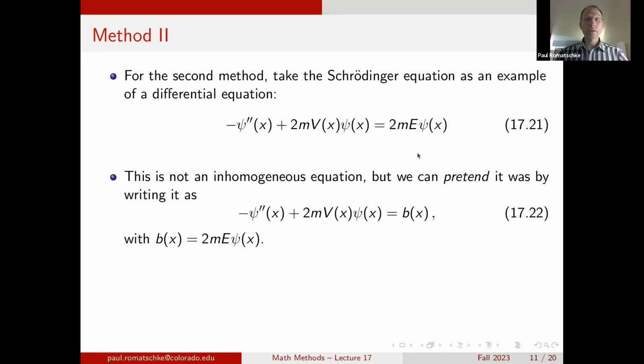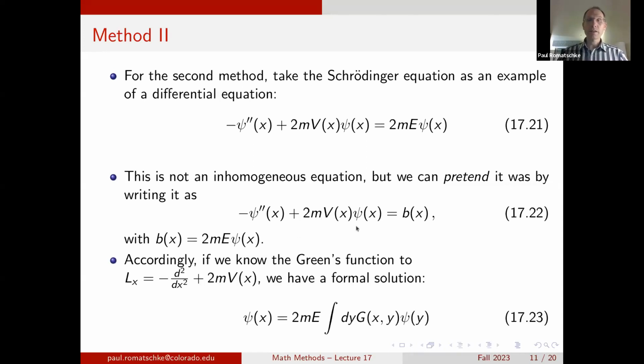This equation is not an inhomogeneous differential equation, but we can pretend it was by simply calling this right-hand side B of x, with B of x being 2mE psi of x. Then this first piece here is just the differential operator. It is given as minus d squared by dx squared plus 2mV of x.